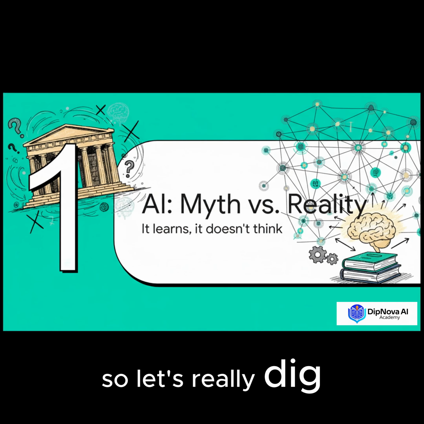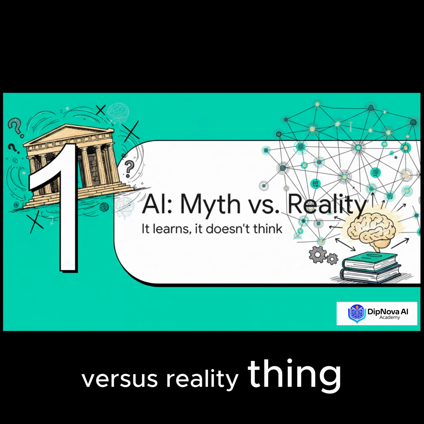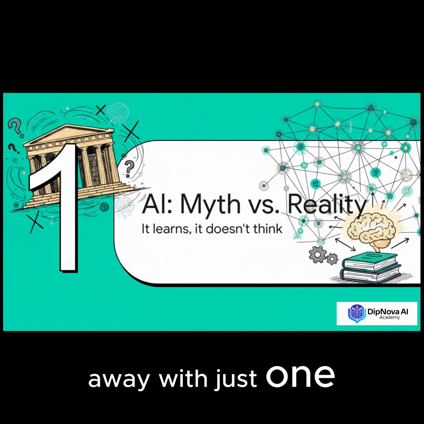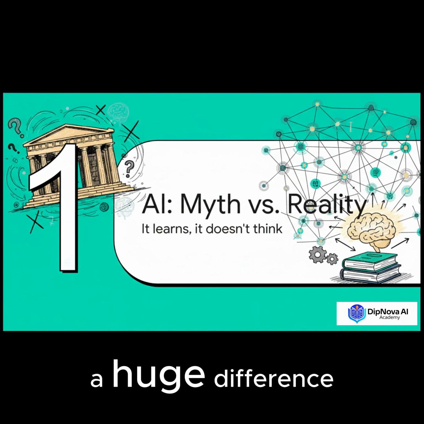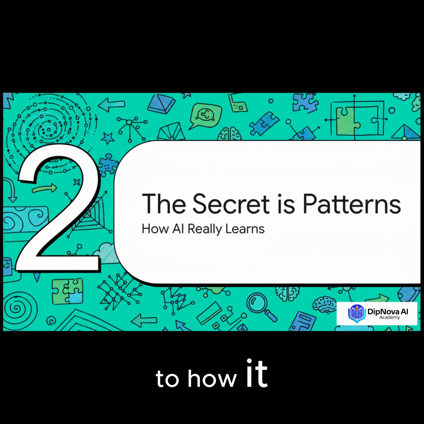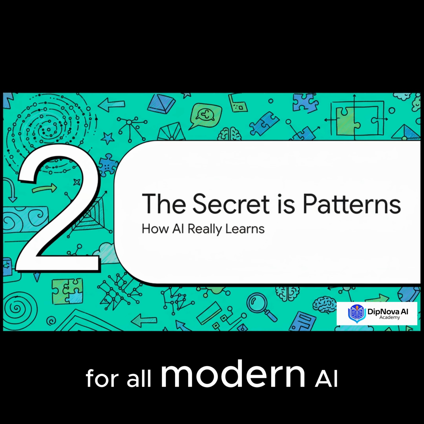So let's really dig into this whole myth versus reality thing. Because if you walk away with just one idea, it should be this: AI doesn't think the way you and I do. It learns. And that's a huge difference. And the key to how it learns is the secret sauce for all modern AI.